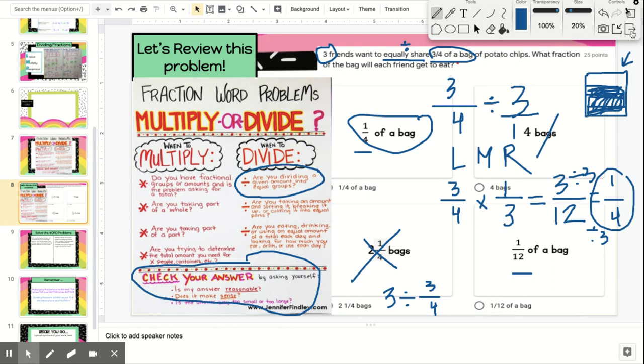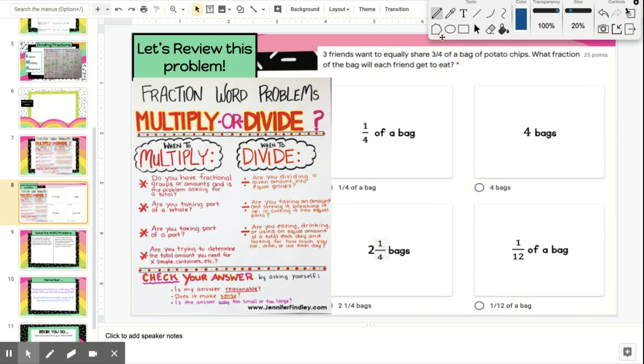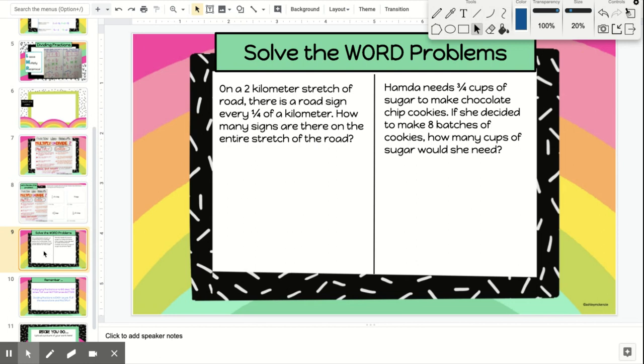Now what I'm going to do is show you 2 more problems, and you are going to try these on your own. It's okay if you struggle because I'm going to go over them, but I do want you to try them on your own before you just watch me give you the answer. I will tell you one is a multiplying problem, one is a dividing problem, but I'm not going to tell you which is which.